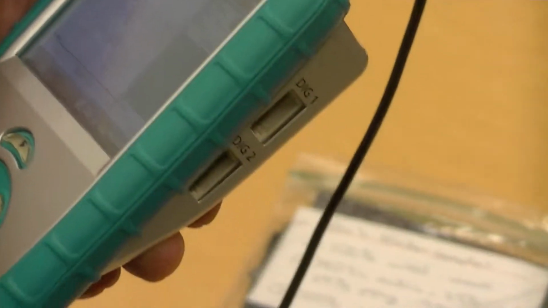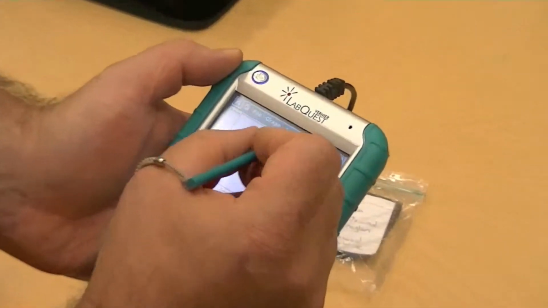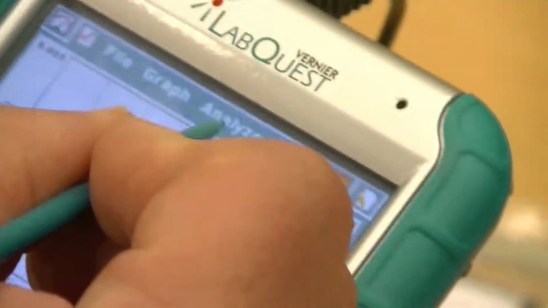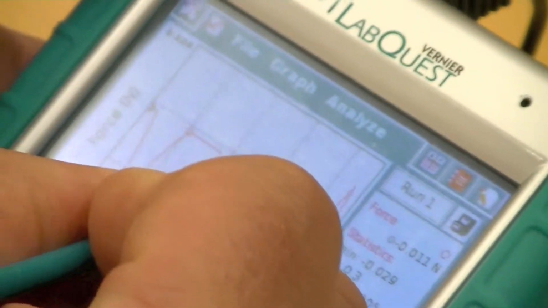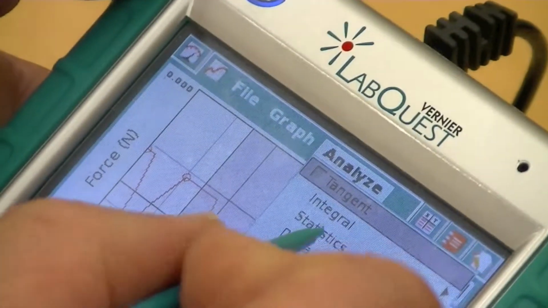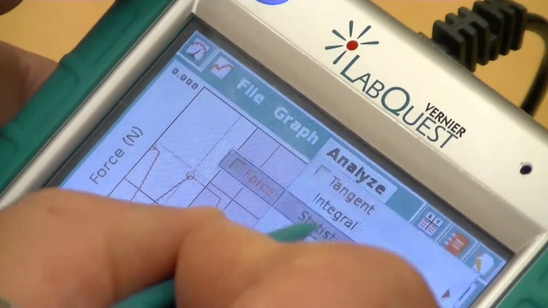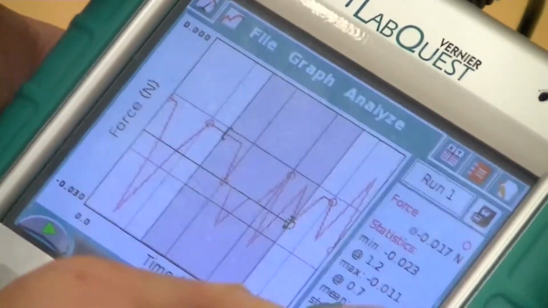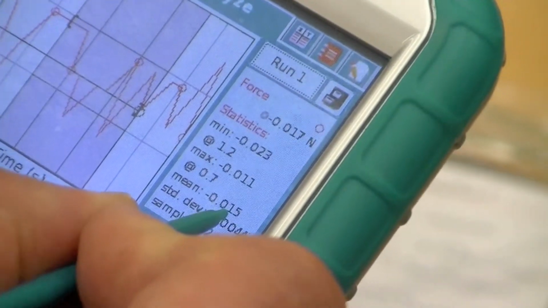Next, I'm going to look at what my force was at constant velocity. So I'm going to go to Analyze, Statistics, Force, after I've highlighted it. And I'm going to copy down the mean of the sliding friction, which is 0.015.